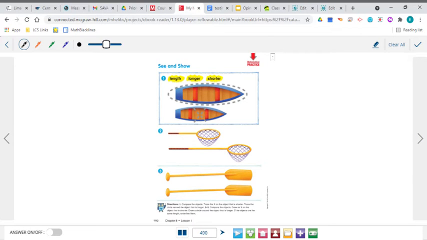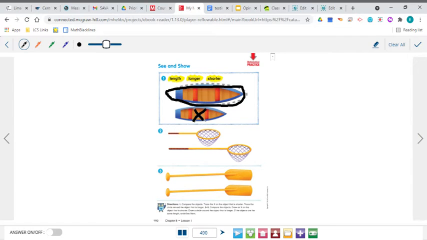It's kind of a weird picture, I know, but that's what it is. It says to trace the X on the object that is shorter. So this, of course, is the boat that is shorter. Then you are supposed to trace the circle around the object that is longer. So this one is longer. One is longer and one is shorter, right? This one's shorter, this one's longer.